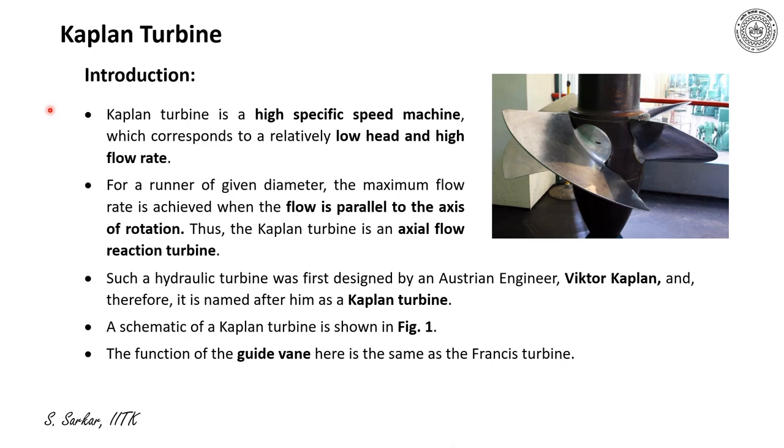Please note that for a given diameter of the runner, the maximum flow rate is achieved when the flow becomes parallel to the axis of rotation. Thus, a Kaplan turbine, which is of axial flow construction, gives the maximum possible flow rate for the given diameter.